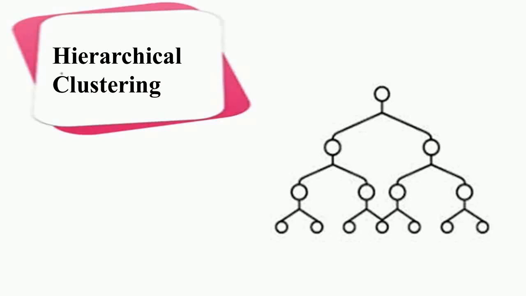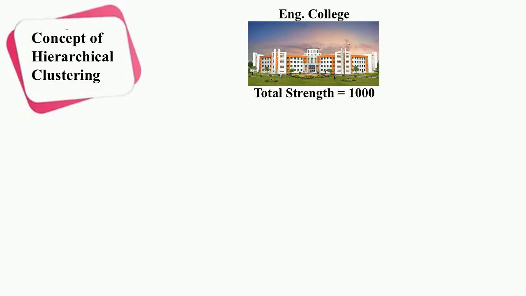Hierarchical clustering is an unsupervised machine learning algorithm. It is used to group unlabeled data into a hierarchy of clusters based on similarity or distance, rather than predicting target labels, making it an unsupervised technique for pattern discovery. Let's understand the concept of hierarchical clustering using a college example, with total strength of 1,000 students.